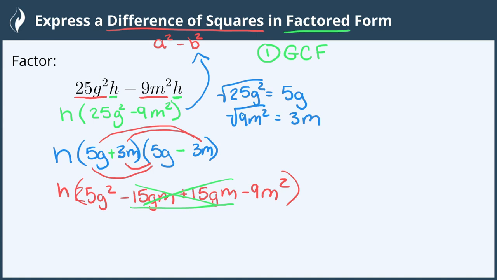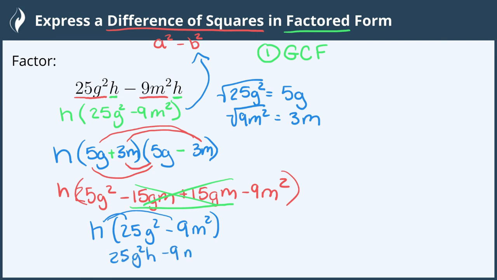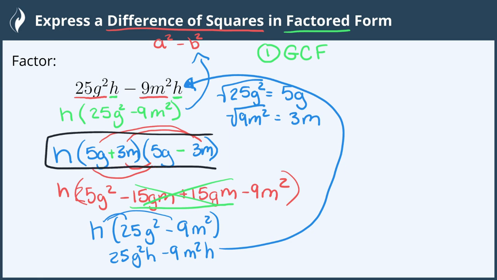And now writing the simplified answer, we have h times 25g squared minus 9m squared, and doing the distributive property, we get 25g squared h minus 9m squared h, which does match our original question, which means that our two binomials times this h is the correct factored form of our difference of squares. And we're all done.